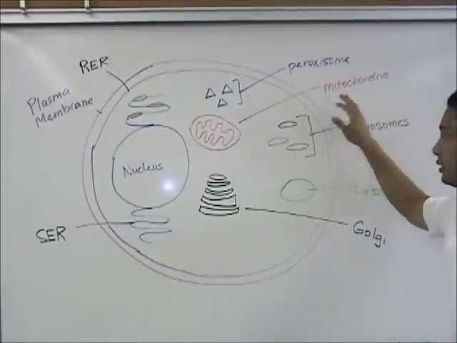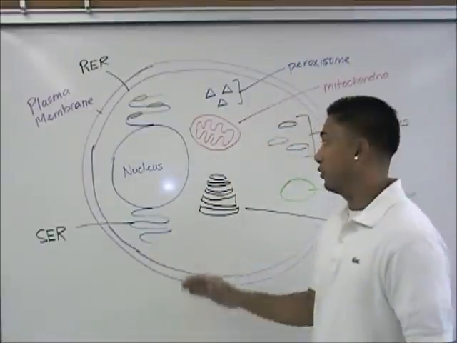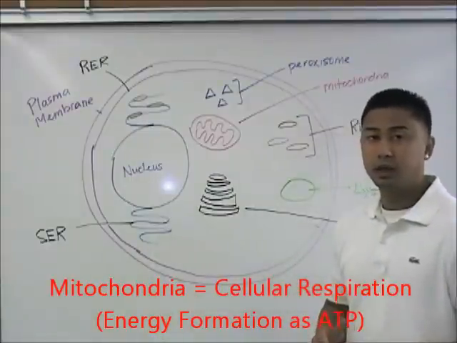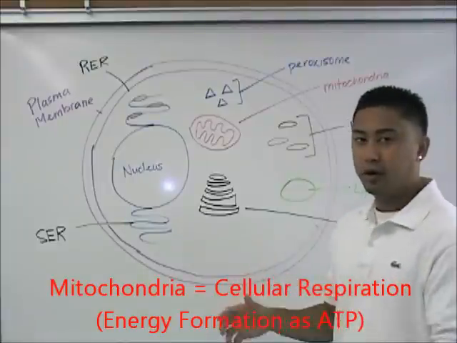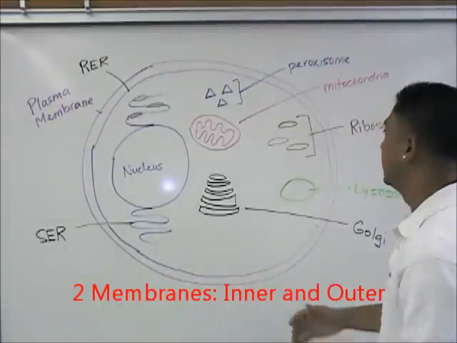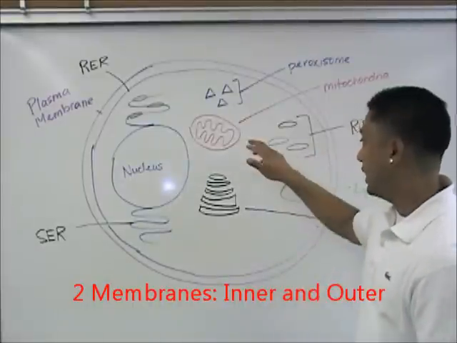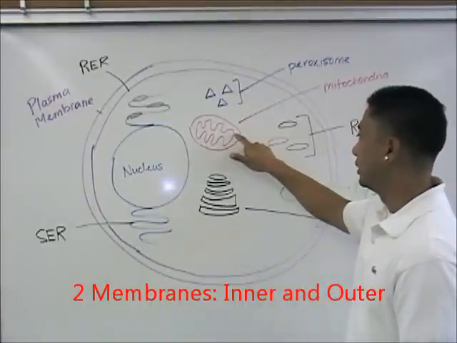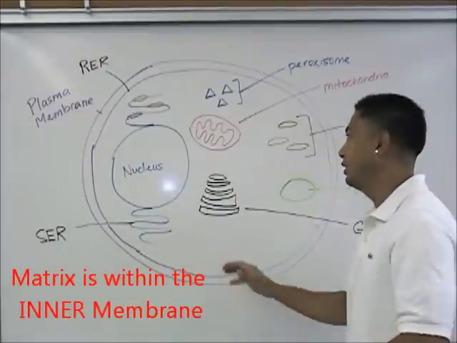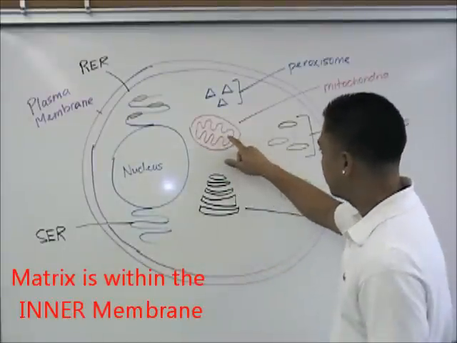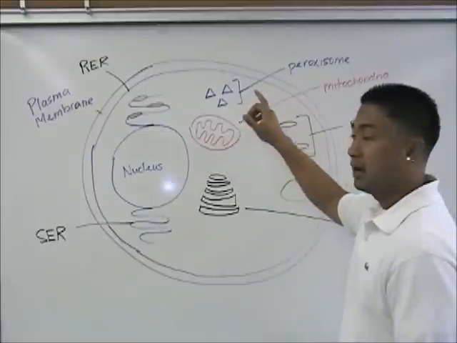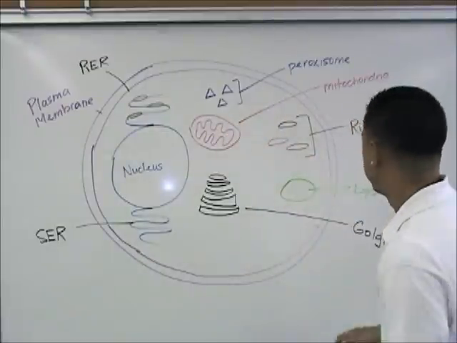The mitochondria. The mitochondria is responsible for cellular respiration. What is cellular respiration? Cellular respiration is basically turning your glucose into ATP, generating energy for the cell and for the body. The mitochondria is unique because it has an outer membrane and an inner membrane. Inside of the inner membrane is a matrix, not like the Matrix, the movie, but a different kind of biological matrix. Okay? Again, it's important for generation of ATP, which is also energy.